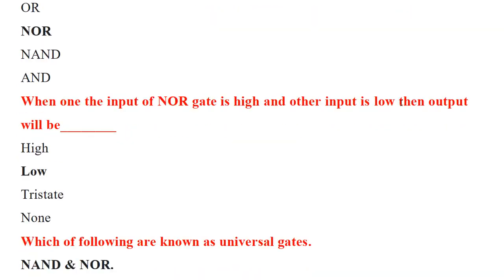When one of the inputs of a NOR gate is high and the other input is low, so the case is 1 0, then the output will be? Yes, for a NOR gate, we have already understood that when both the inputs are 0 0, the output is 1, otherwise the output is low. So for 1 0 it is also low, for 0 1 it is also low. So for both cases the output is low.